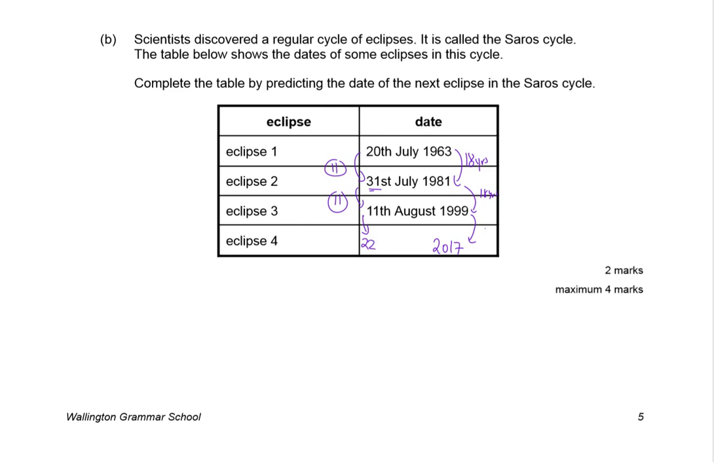How can we find out the month in this particular case? Okay. Now, if eclipse 3 occurred on the 11th of August, and we expect it to be shifted by 11 days in the future, therefore this will still be the same month. So this will be August. There we go. Okay, so hopefully this helped you out.